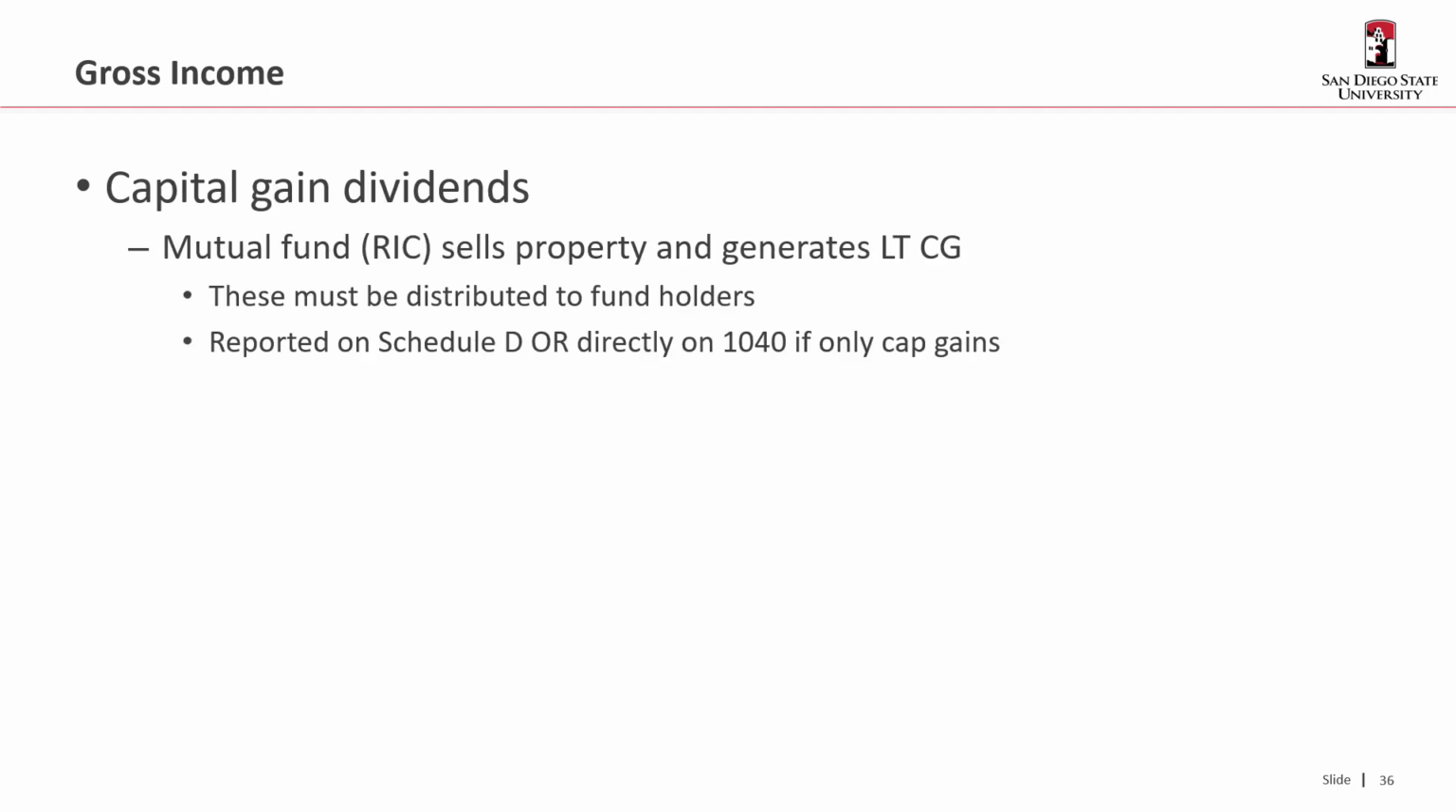All right. There's something called a capital gain dividend. I don't want to gloss over it because you will find taxpayers have plenty of these. They're generally generated when a mutual fund, which is a regulated investment company, sells property and generates long-term capital gains. These must be distributed to the fund holders. So if you own a mutual fund and the mutual fund generates long-term capital gains, they have to distribute those long-term capital gains to you. These are generally reported on Schedule D, or if it's your only capital gains, you can actually report them directly on, it's not the 1040 anymore, but Schedule 1.